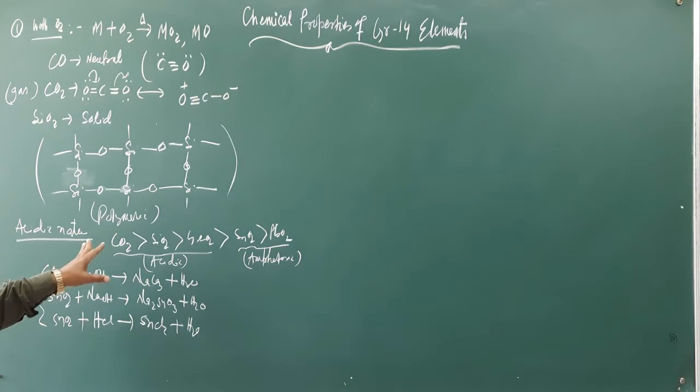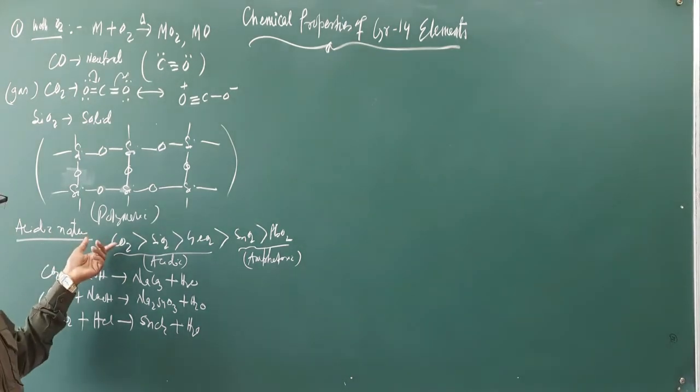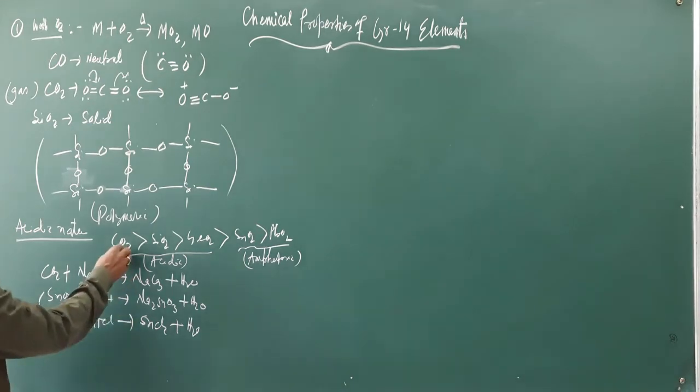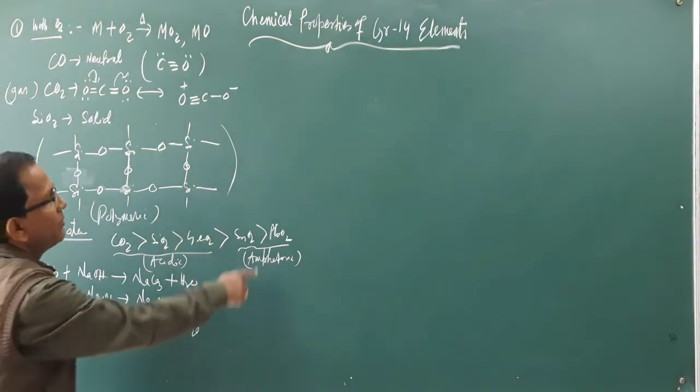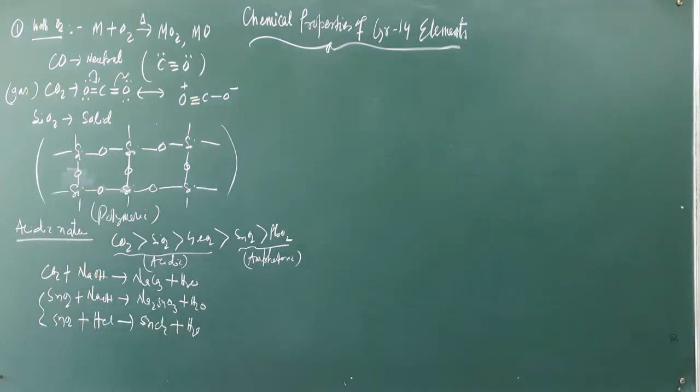So this is the nature of the oxides of this group of elements, carbon dioxide to PbO2. The acidic character of carbon dioxide is maximum. Then PbO2 shows amphoteric character, and tin also shows amphoteric character.